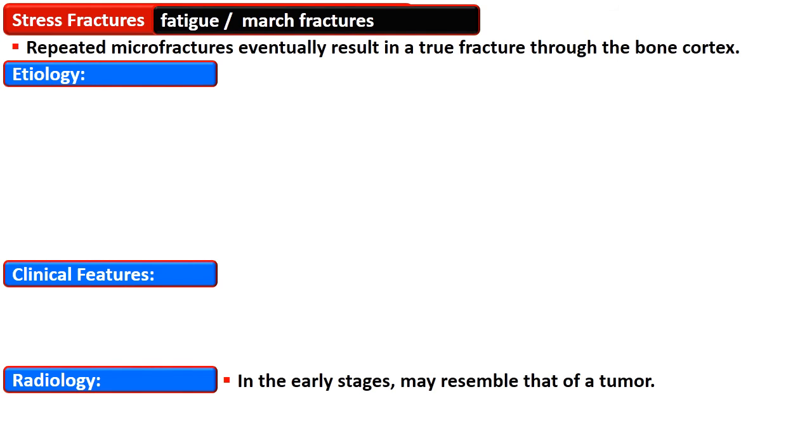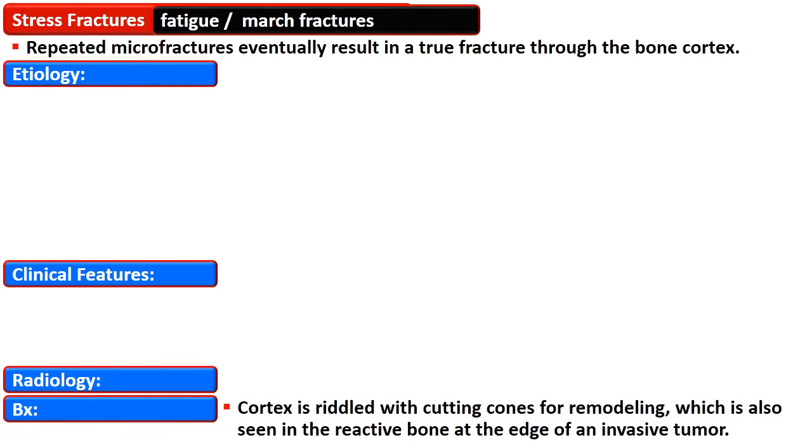When the actual fracture takes place, the pain becomes more severe. It is difficult to distinguish this stress fracture from a tumor, because even on histology, the cortex is filled with cutting cones for remodeling, and these cutting cones are also numerously seen in reactive bone at the edge of an invasive tumor.